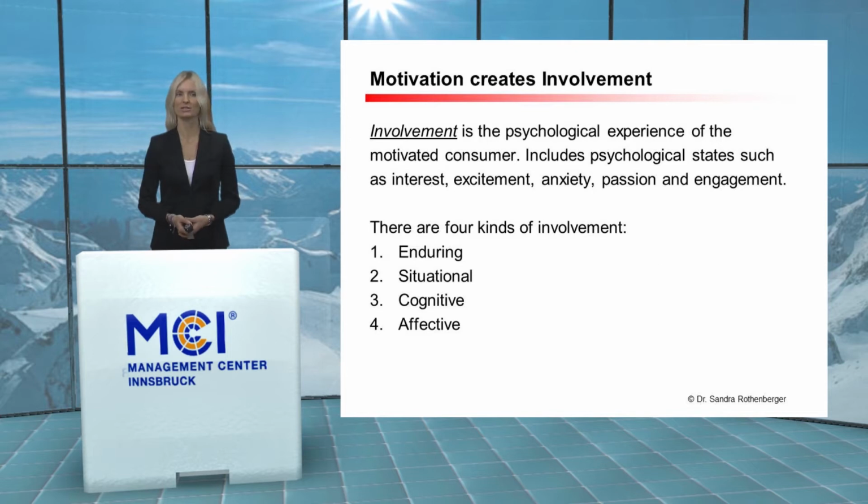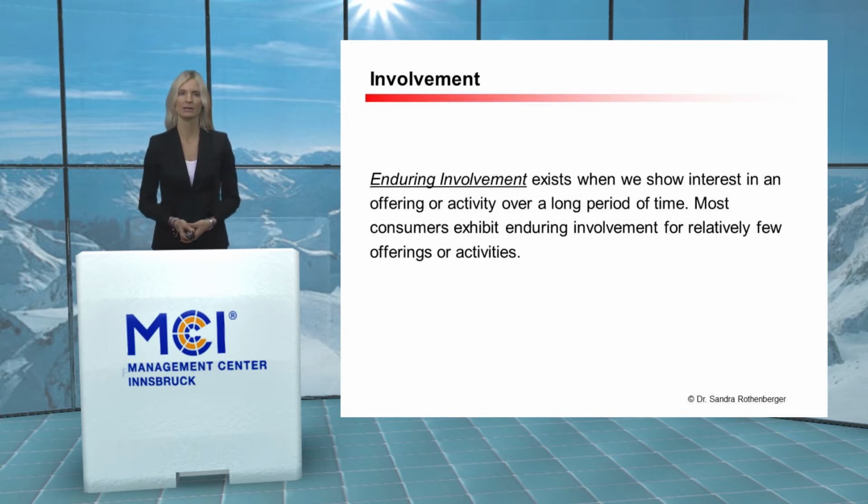We actually understand 4 kinds of involvement. First, the enduring, situational, cognitive, and affective involvement. When we talk about the enduring involvement, it exists when we show interest in an offering or activity over a long period of time. Most consumers exhibit enduring involvement for relatively few offerings or activities. An example would be a car enthusiast who goes to a car show, reads magazines, and visits dealerships regularly.